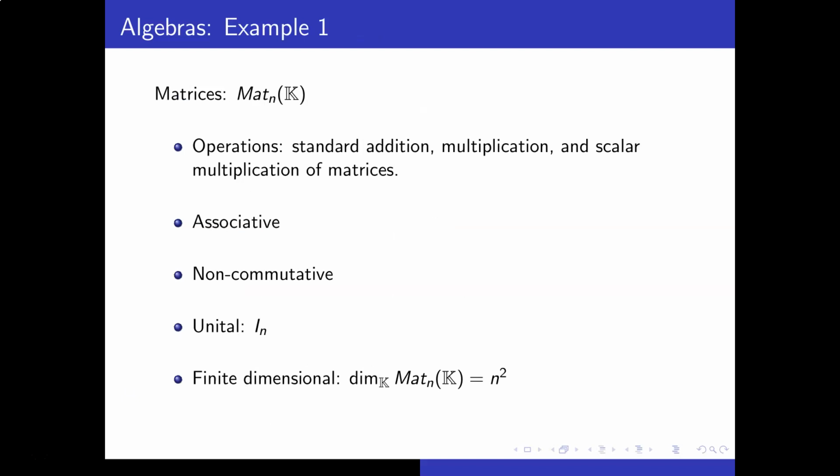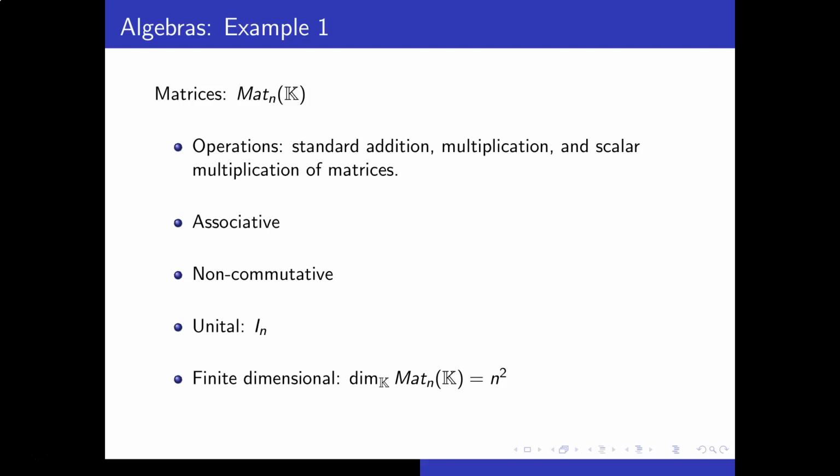Okay, so let's look at our first example. Good old n by n matrices. Our operations are what we know and love: standard addition, standard matrix multiplication, and scalar multiplication of matrices. As mentioned, it's an associative algebra, which is nice for your first example. It is non-commutative, very highly non-commutative. You've seen that the center is just the scalar multiples of the identity.